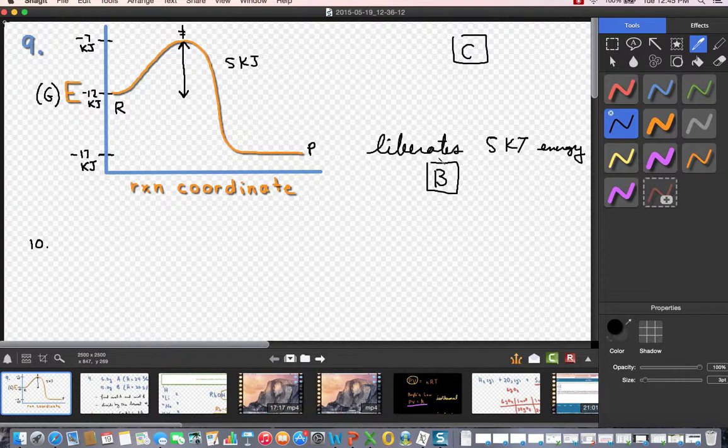Finally, number 11. If the energy of the transition state were lowered from negative 7 to negative 9, the reaction would, quite simply, this is what an enzyme does. It lowers the energy of activation. It would occur more quickly. So it would be faster, making the best answer choice D.